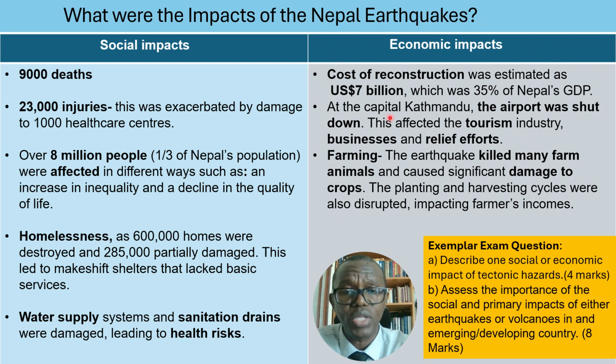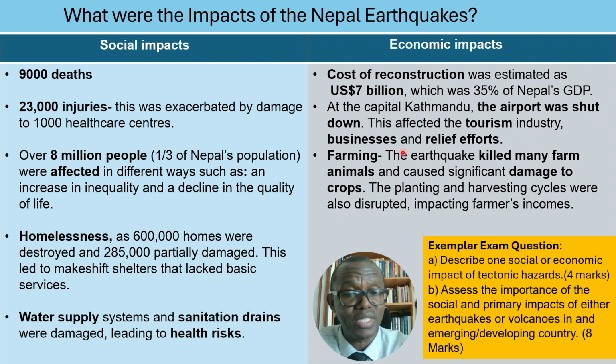Okay, then moving on to the next economic impact, and that was that at the capital, Kathmandu, the airport was shut down. Now, this affected the tourism industry, businesses, and relief efforts. Tourists obviously are going to arrive in Nepal via the airport. So if they are not arriving because the airport has been shut down, then that is a loss of revenue for the government. It's a loss of income for people who work in the tourism industry as well. So that is a loss of money again.